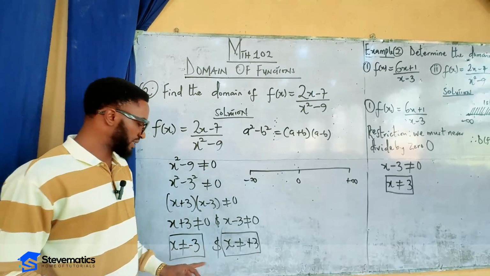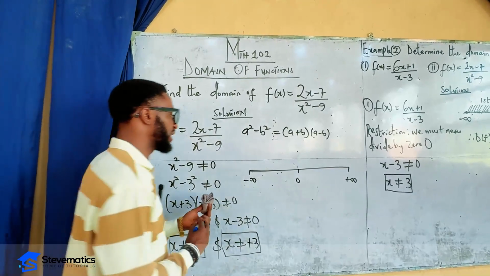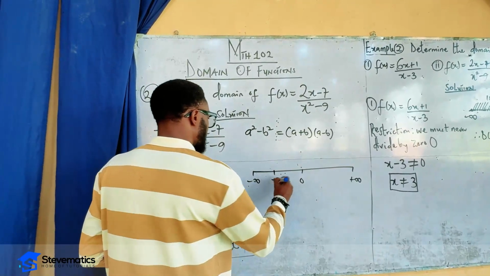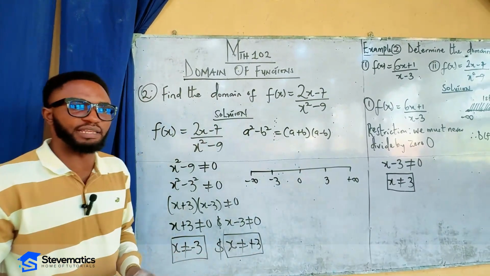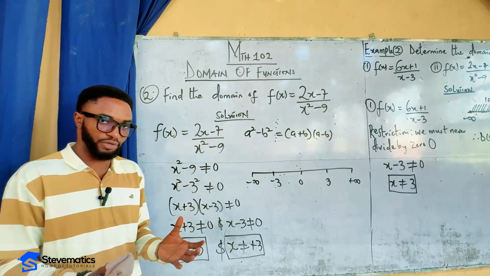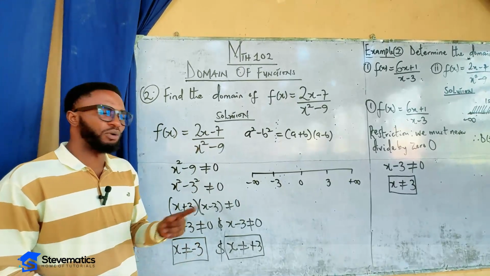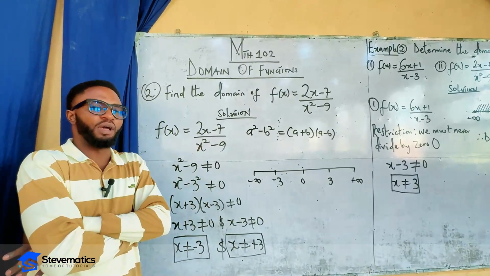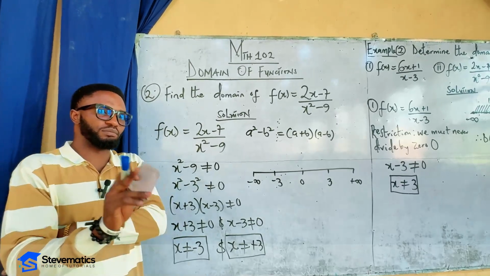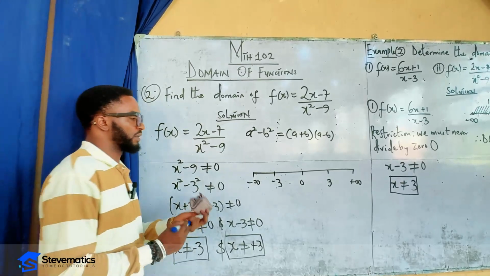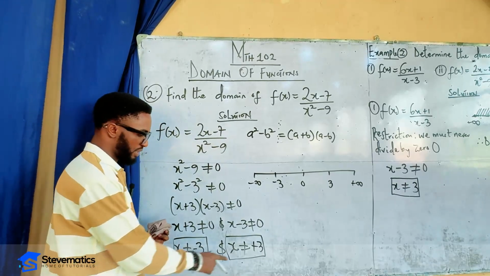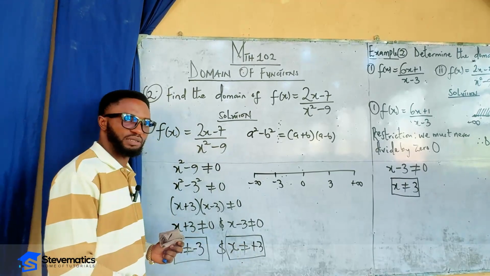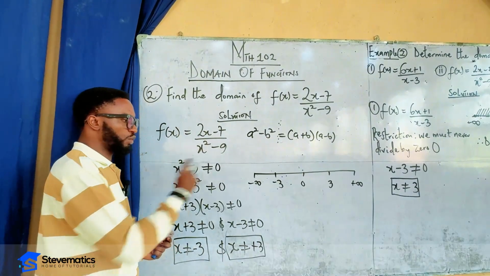So now let's identify these 2 points on our number line. We have negative 3 here, and we have positive 3 here. Always make sure you identify those points in your real number line system. Good. Now, how do we find the domain from here? Something you have to understand: x is not equal to minus 3, x is not equal to plus 3.